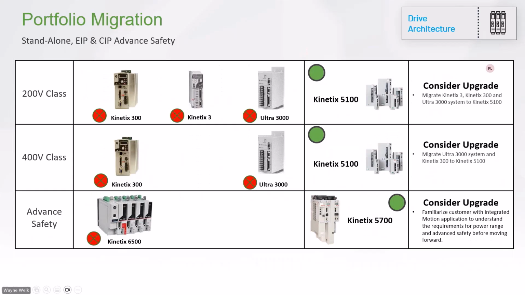Okay, so that covers the multi-axis and SERCOS drives. For discontinued standalone and EtherNet/IP drives, Rockwell has fewer potential migration paths to navigate, unless you're going to want to add a Logix PLC and use a CIP Motion drive. Otherwise, for both the 200 volt and 400 volt class, the Kinetix 3 and Ultra 3000 drives, you should be migrating to the Kinetix 5100. The Kinetix 5100, being the only non-CIP Motion Ethernet servo drive in the Kinetix family, is programmed a little differently than the CIP Motion drives.